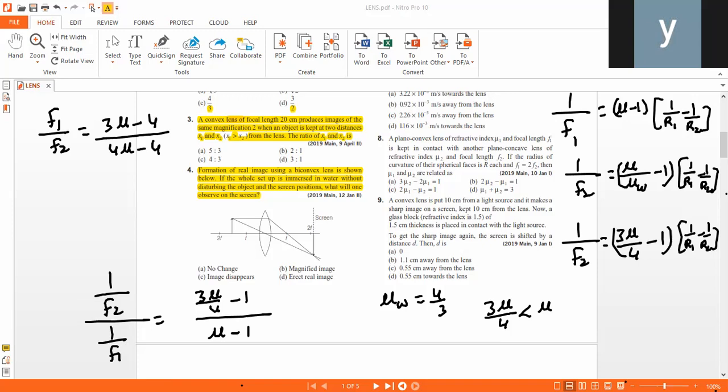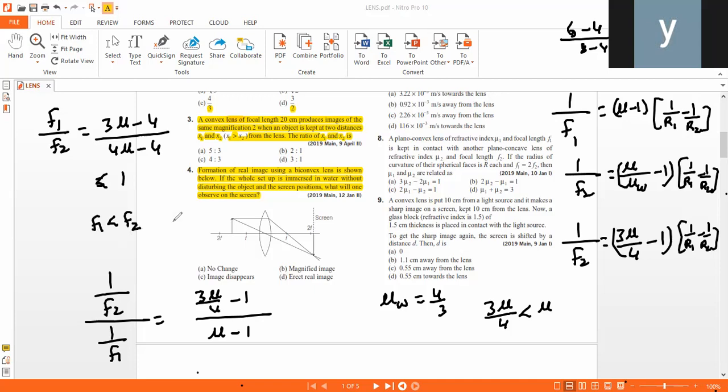Whatever be the value of mu, the ratio (3 mu minus 4) by (4 mu minus 4) will be less than 1. Suppose I consider mu equal to 2, that is 6 minus 4 by 8 minus 4, that is 2 by 4, which is less than 1. So F1 is less than F2.